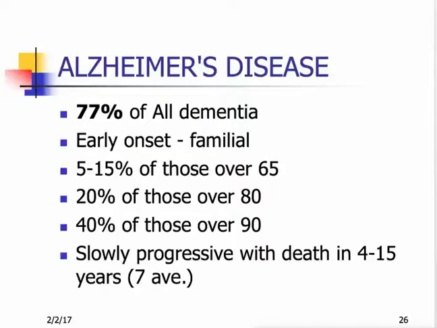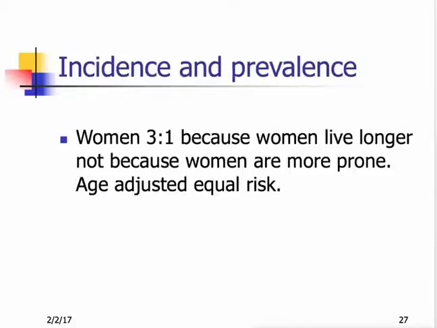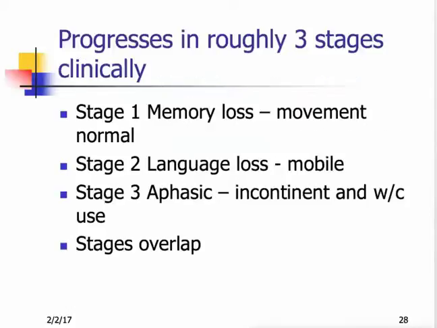So early dementia is really a much smaller percentage. When people do get over 90, we're seeing about 40% incidence of dementia. Women get it 3 times more than men, likely because they actually live longer.